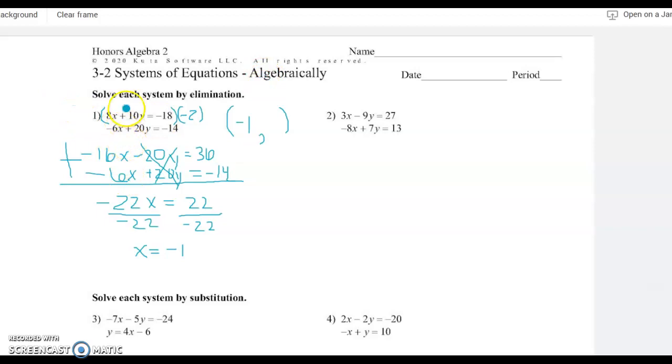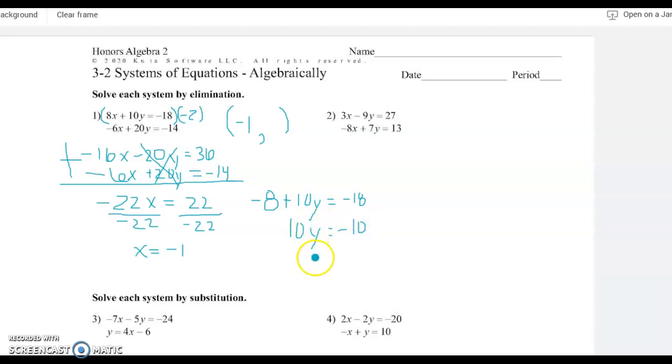Once we have the x value, to find the y value, we would just plug it back in. Your choice. You can use either one of these equations at the beginning. I'll just go with the top one. So if I plug in negative 1, 8 times negative 1 is negative 8. Still have plus 10y, still equal to negative 18. So then I'm going to solve that equation to find out what y is. To get rid of the negative 8, I'd add 8. So my 10y equals negative 18 plus 8, which is negative 10.